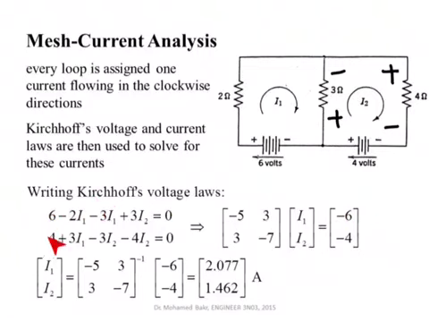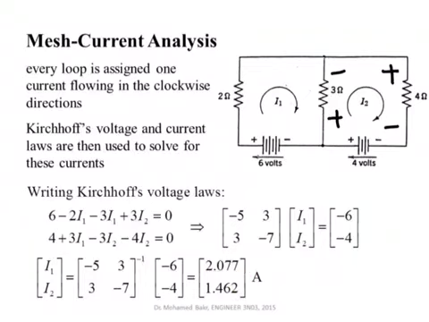We do the same here. We move 4 to the other side, becomes minus 4. You have 3I1 minus 7I2. So the first equation is minus 5I1 plus 3I2 is equal to minus 6. The second equation is 3I1 minus 7I2 is equal to minus 4. And we solve these 2 equations by inverting this matrix. And when you invert this matrix and you multiply by minus 6 and minus 4, you get this answer for the 2 currents. So I1 is equal to 2.077, I2 is equal to 1.461.